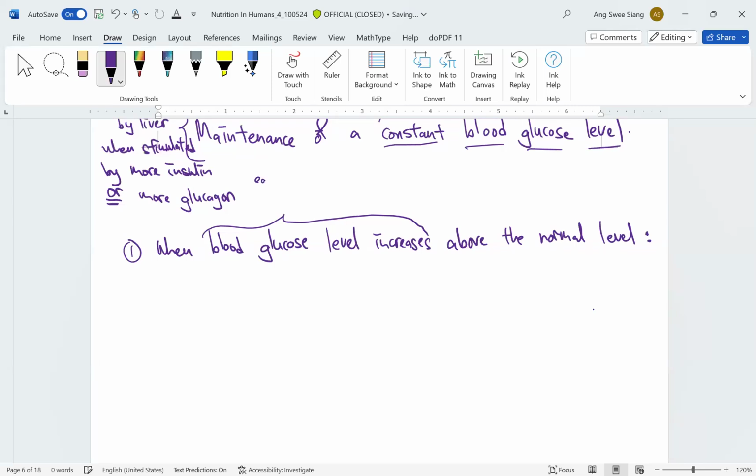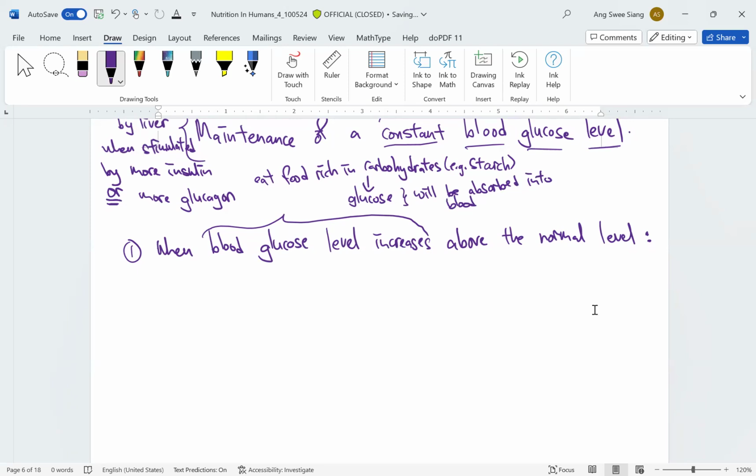When we eat food rich in carbohydrate, like starch, when they are digested, they will form glucose, and this glucose will be absorbed into the blood. This will cause the blood glucose level to increase above the normal level. This is just one example, one possibility.